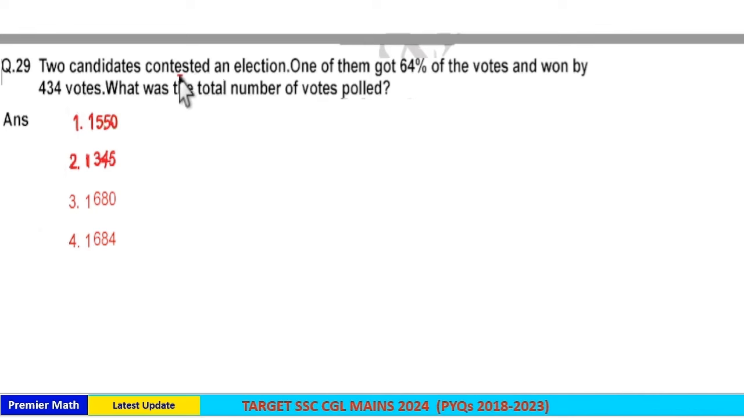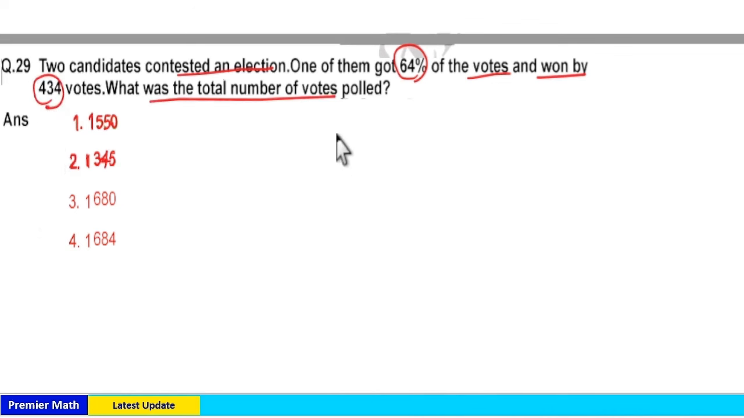2 candidates contested an election. One of them got 64% of the vote and won by 434 votes. What was the total number of votes polled? Consider 100% as the total number of votes polled. Out of this, winning candidate got 64% of the vote, that is 64 out of 100. Then his opponent got 100 minus 64, 36% vote, that is 36 out of 100.